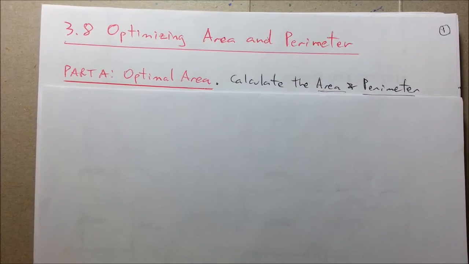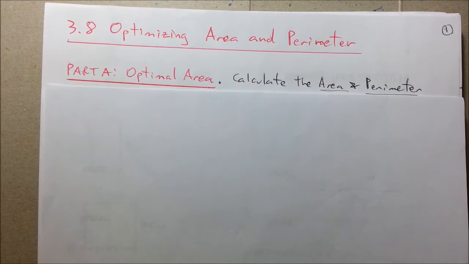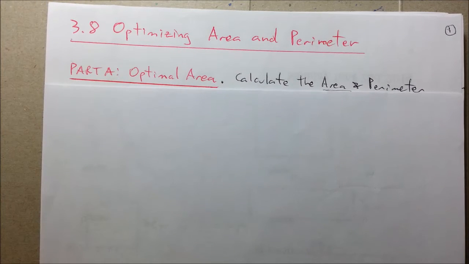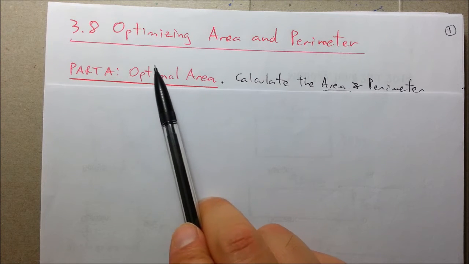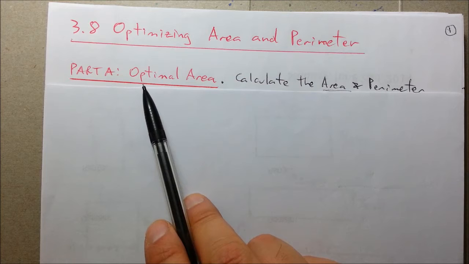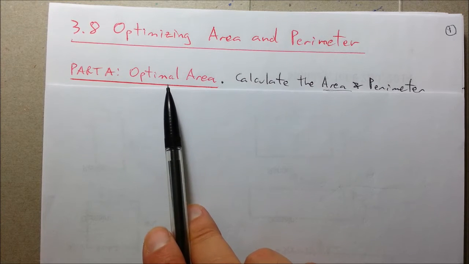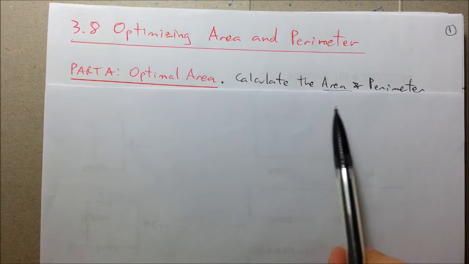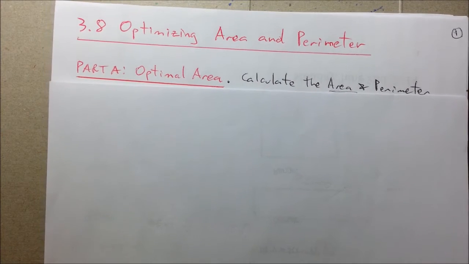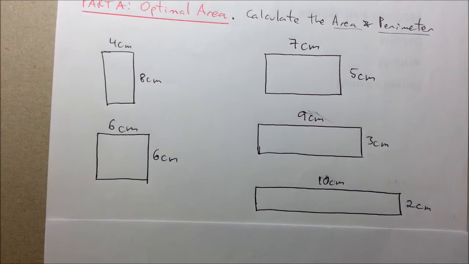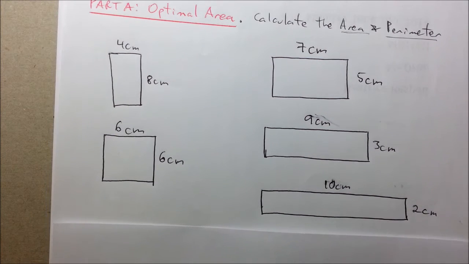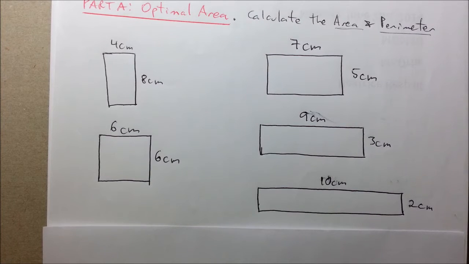As always, you can pause the video to take notes, or you can follow along with us. Here where it says optimal area, you may be wondering what the word optimal means. Optimizing, in this particular case, means we're trying to get the largest area given a particular perimeter. In your notes, I want you to draw these rectangles, not to scale of course, but the dimensions are important.